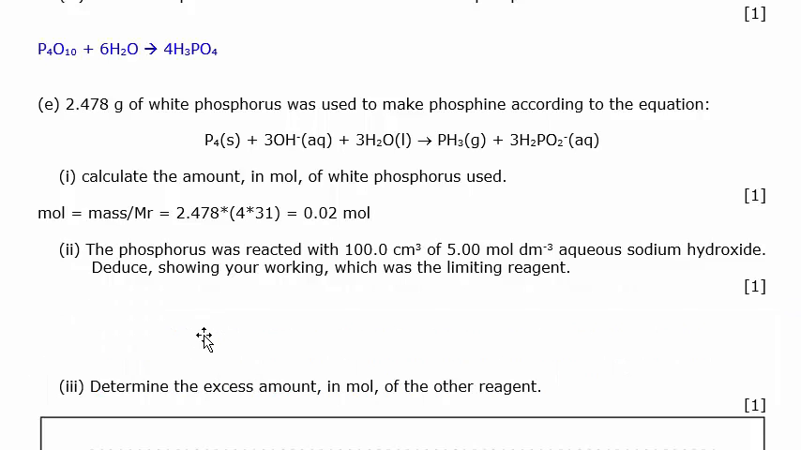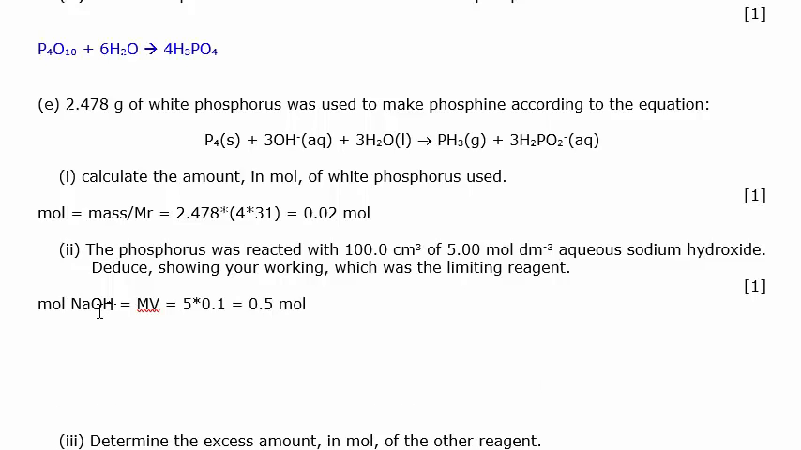But the phosphorus reacted with this. So we can work out the moles of sodium hydroxide. Moles of NaOH equals, well, this is molarity times volume. Molarity is 5. Volume is 0.1. So that comes to 0.5 moles. So we have, on one hand, sodium hydroxide 0.5 moles. We've got phosphorus 0.02 moles. And how much sodium hydroxide would be needed?